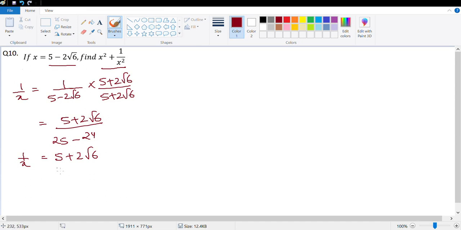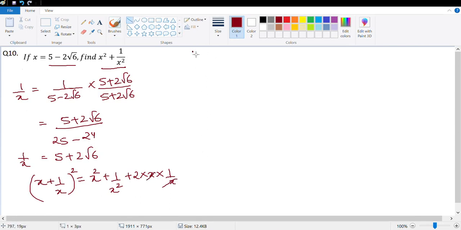If I remember correctly, the formula for expansion of x plus 1 upon x whole square is equal to x square plus 1 upon x square plus 2 into x into 1 upon x, which means plus 2. Yes, so let's substitute values and see what we get.